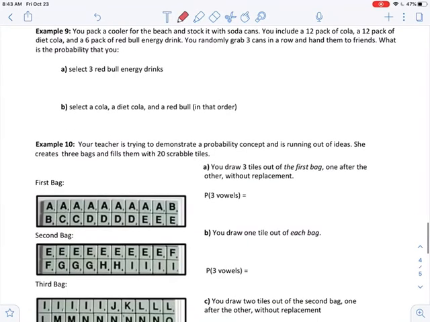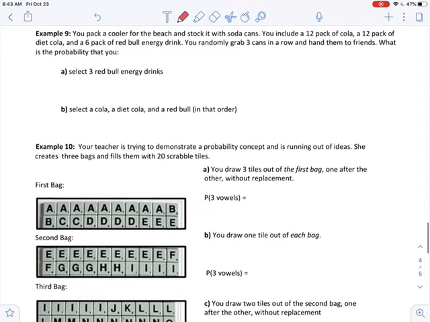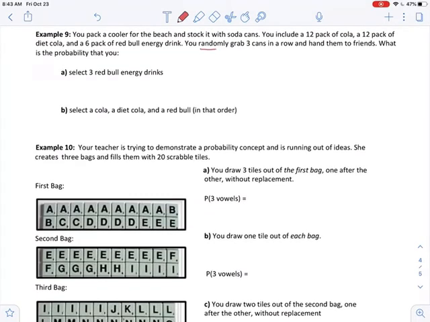Let's look at example 9. You pack a cooler for the beach and stock it with soda cans. You include a 12-pack of soda, a 12-pack of Diet Cola, and 6-pack of Red Bull energy drinks. You randomly grab 3 cans in a row and hand them to your friends. What is the probability that you, so notice since we're grabbing 3 cans randomly and we're not replacing them, it's a dependent event. So first let's find out our total of options, or our total of outcomes. This is going to be 30. We add all the soda totals together.